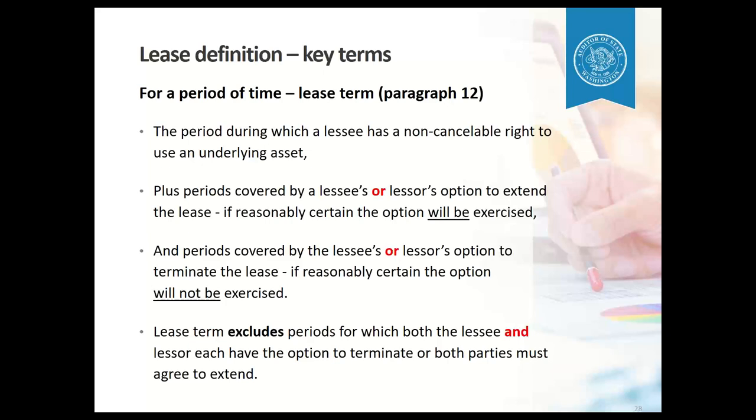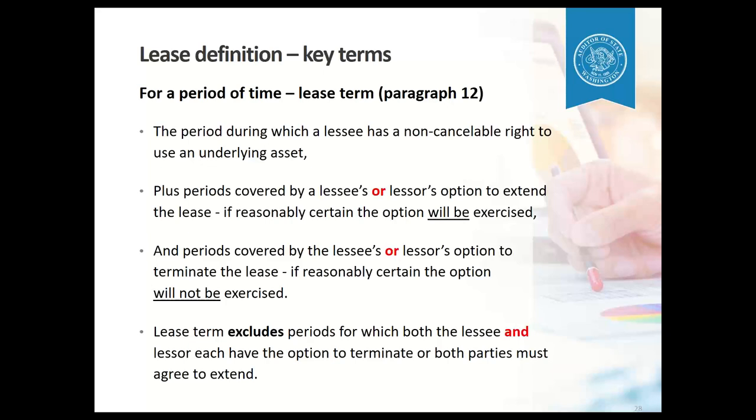Here's where we get into the kicker. Leases have to be for a period of time, the lease term. Now, obviously, if you're going to have a financing, you need to have the elements of the financing, and that's payments over time. For leases, it's going to include the period during which a lessee has a non-cancelable right to use an underlying asset. That's usually the first period when you take out a lease. Plus, periods covered by a lessee's or lessor's option to extend the lease, if you're reasonably certain the option will be exercised.